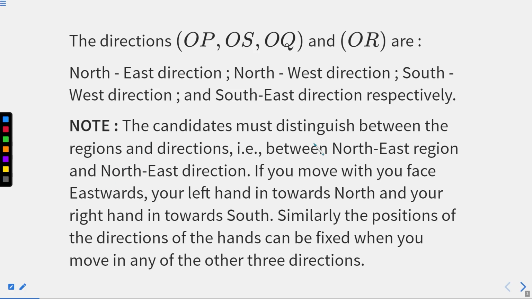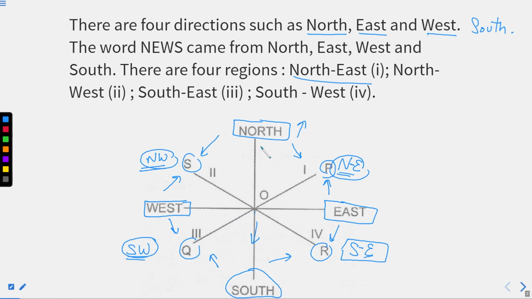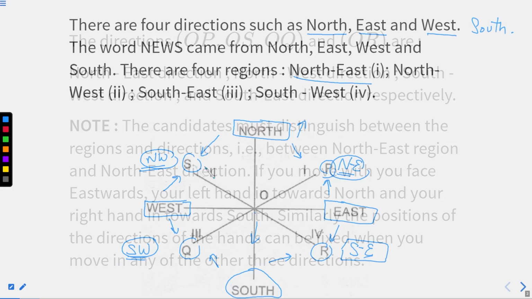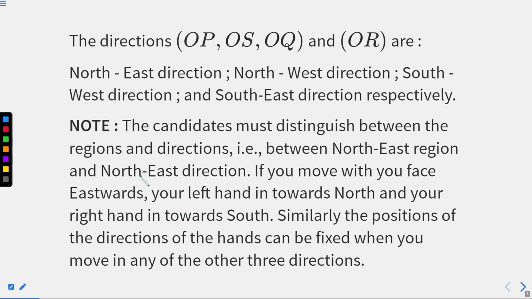The candidates must first of all distinguish between the region and the direction, because at some point of time I am using the word direction, and at some point of time I am using the word region. So between the northeast region and the northeast direction, what is the difference between both these things? When I say northeast direction and when I say northeast region, what is the difference?